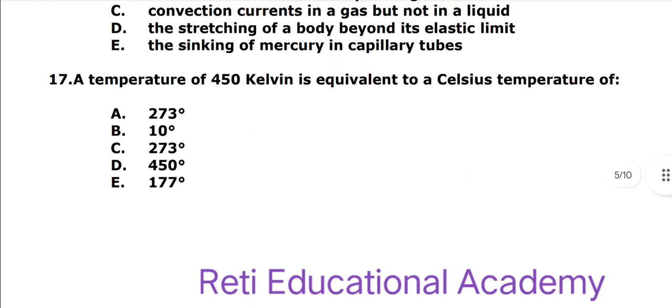Question number 17. The temperature of 450 Kelvin is equivalent to a Celsius temperature of: A. 273 degrees, B. 10 degrees, C. A and C options are same, D. 450 degrees, E. 177 degrees. And the correct option is E. 177 degrees. A temperature of 450 Kelvin is equivalent to a Celsius temperature of 177 degrees.